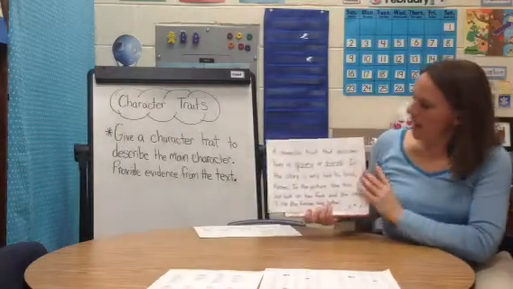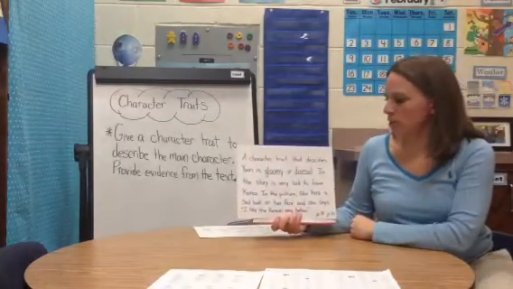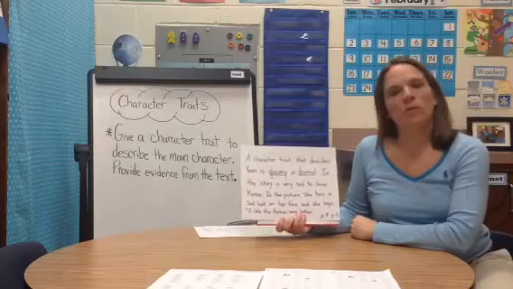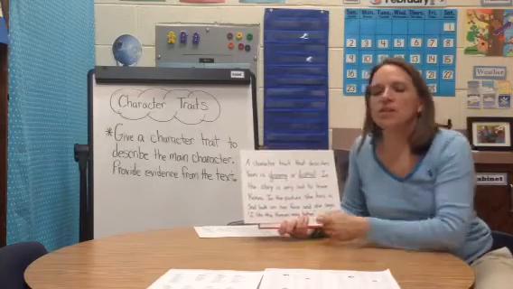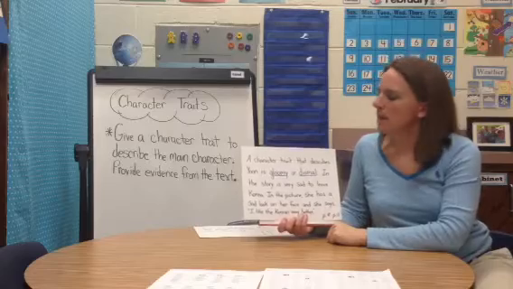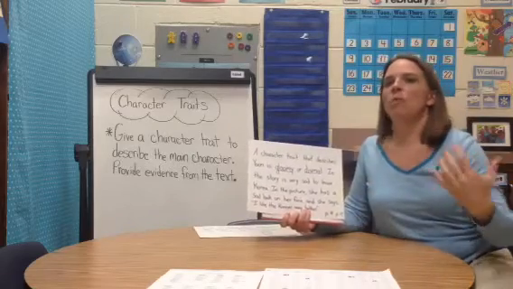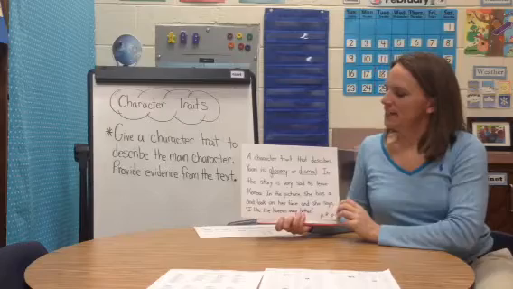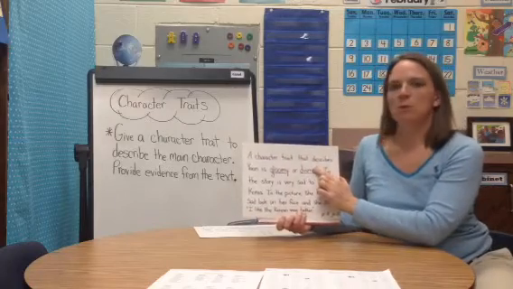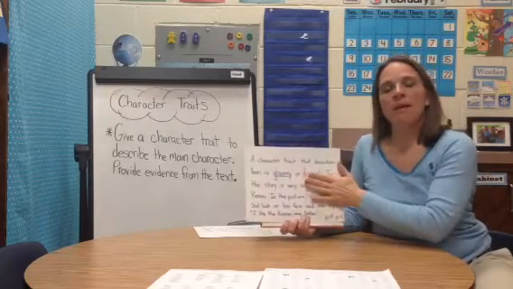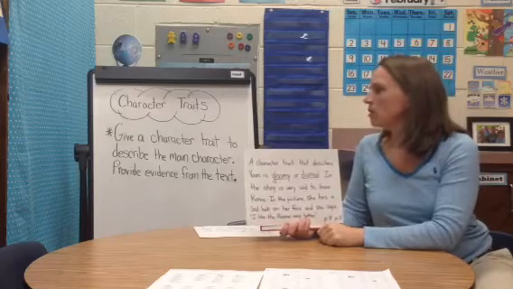I said that a character trait that describes Yoon is gloomy or dismal. And I got that from my sheet because I could have said she's sad, but I wanted to use a bigger, more intelligent word. So I said she's gloomy or dismal. And a lot of people would stop right there and just answer the question, give a character trait.